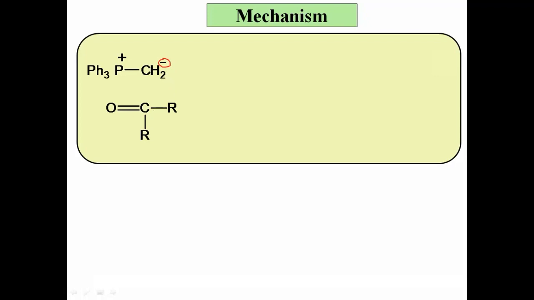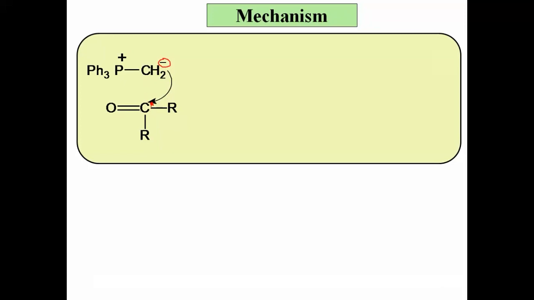Now, in our carbonyl compound, this carbon is electron deficient. Therefore, what happens? That negative charge, meaning the electron pair, forms a bond with that carbonyl carbon. The phosphorus ylide attacks the carbonyl carbon of that aldehyde or ketone. The nucleophile attacks the carbonyl carbon of the aldehyde or ketone. This electron pair forms a bond with that carbon, which means there is a formation of a bond between these two carbons.